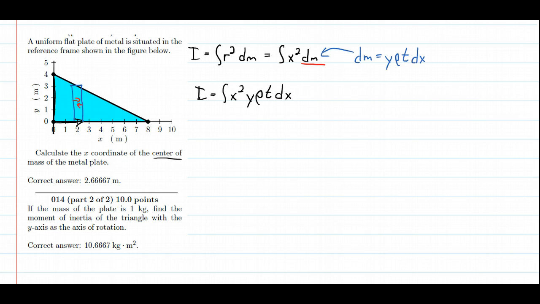From here, we can see that rho and t are constants. They're not changing, so we can move them outside of the integral. So this will give us rho t times the integral of x squared y dx. And we can worry about rho and t later on; we can deal with them at the very end. But now, let's focus on what's inside the integral. x squared is fine, but y, we can't have y. y is not a constant. It is changing, but it needs to be in terms of x, because our integral is in terms of x.